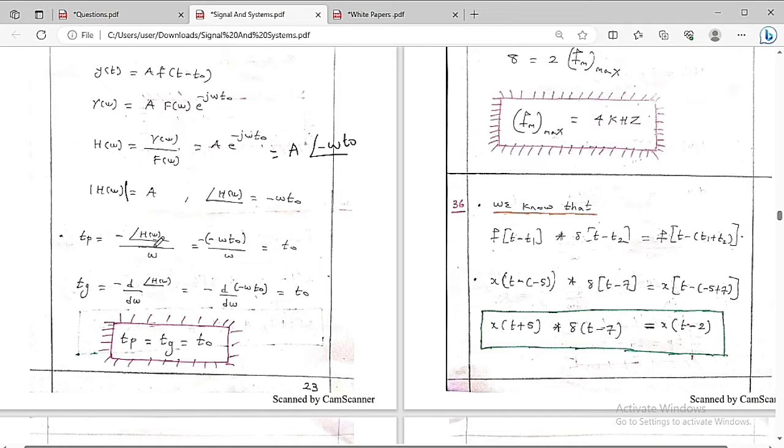So phase delay is equal to t naught and group delay is also equal to t naught. Both are equal and both are constant. It's a constant value for a given system. So Pp is equal to Pg is equal to t naught.